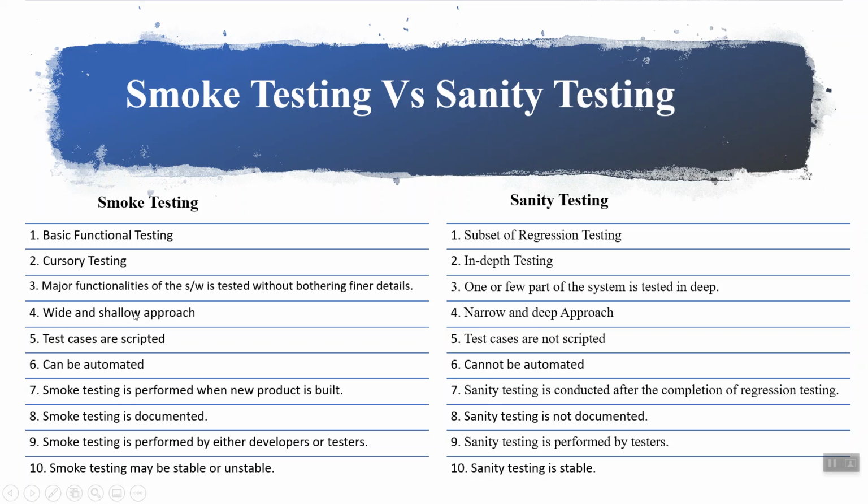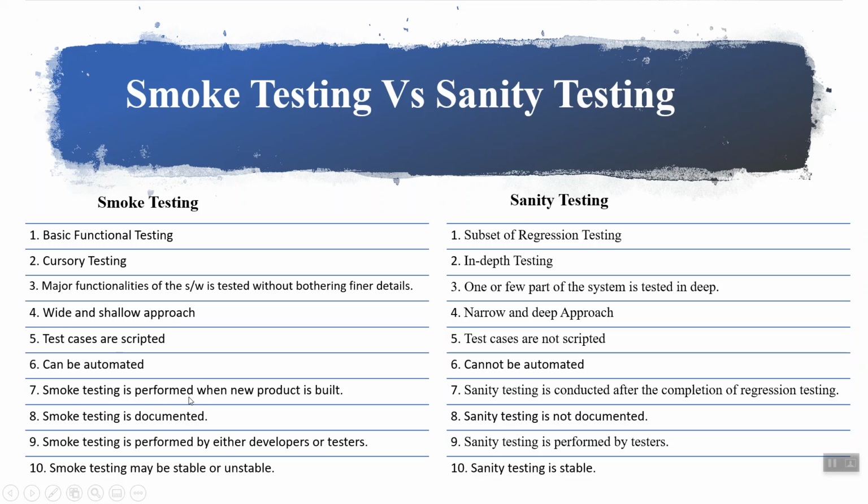Why wide and shallow? Because we are only testing the major functionality of the system, while in sanity we check one or a few parts in depth, so we call it a narrow and deep approach. Next, test cases are scripted for smoke testing, while for sanity testing they are not scripted. Also, we can automate the test cases for smoke testing. We cannot automate sanity testing test cases.